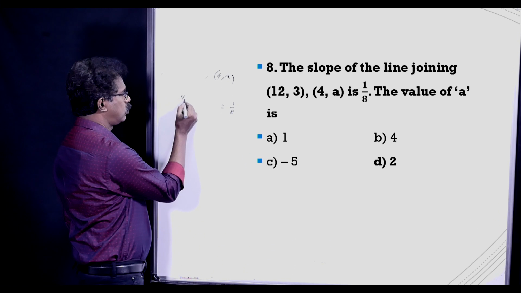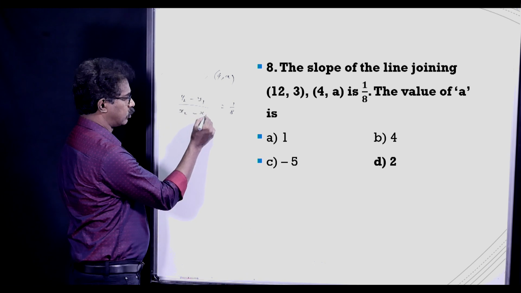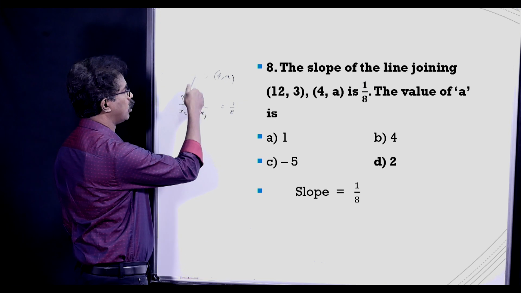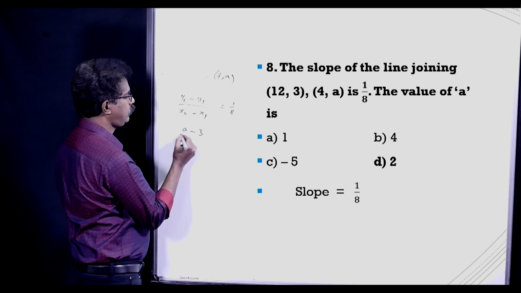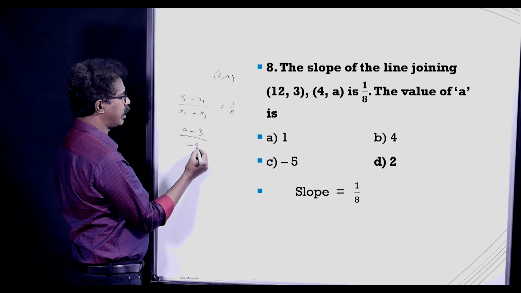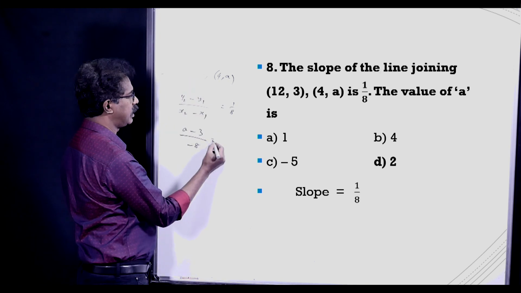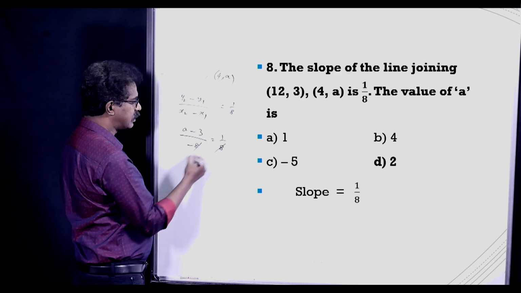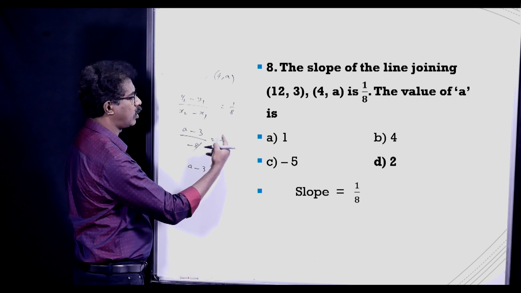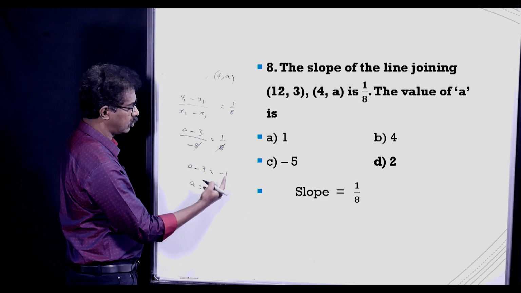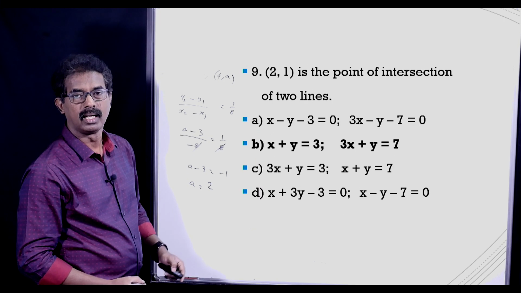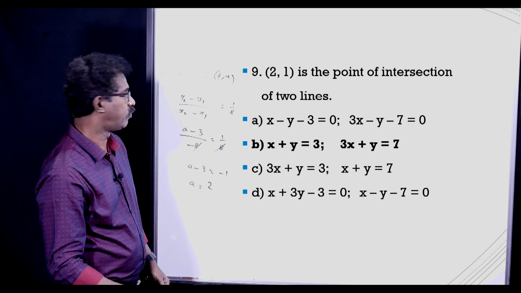So you know the formula y2 minus y1 by x2 minus x1. What is y2 minus y1? a minus 3, by x2 minus x1, 4 minus 12, minus 8, equal to 1 by 8. 8 can be cancelled, so it is minus 1. Cross multiply. a minus 3 is equal to minus 1 into 1, it is minus 1. So a equal to minus 1 plus 3. It is 2. So the correct answer is 2. Now we go for the 9th question.